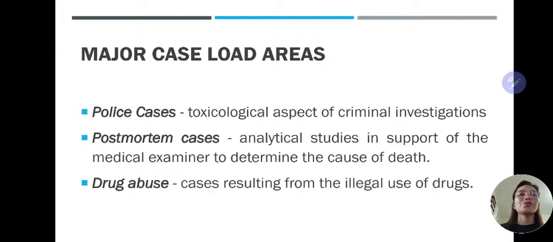The major caseload areas for forensic toxicologists include police cases. These are the toxicological aspect of criminal investigations. And then we also have post-mortem cases. These are analytical studies in support of the medical examiner to determine the cause of death. These are conducted in hospitals, especially when there are unexplained causes of death. Then we also have drug abuse, cases resulting from the use of illegal drugs and the abuse of such. For example, drug overdose. These are the caseload areas.